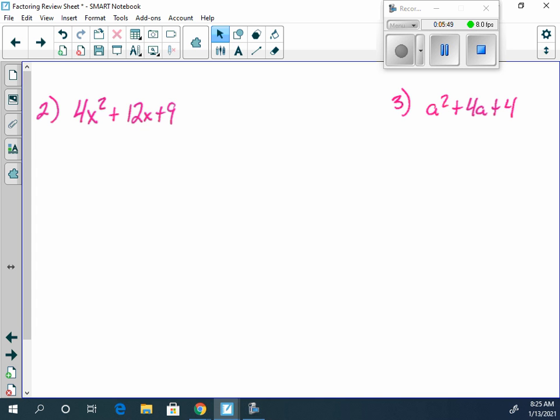Questions on number 2 or problem number 3? Because I think I put down 2 number 2s. Okay. So we'll do the second 2, 4x squared plus 12x plus 9.